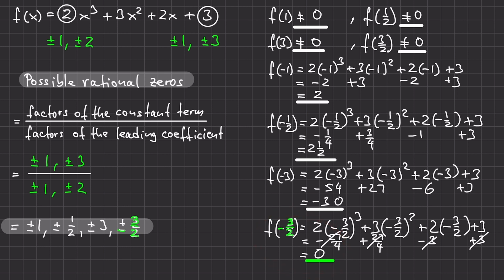Let's do a quick recap. The possible rational zeros are the factors of the constant term divided by the factors of the leading coefficient. Not every number in this list will be a zero of the function, but every rational zero of the polynomial function will appear somewhere in the list. So substitute these possible rational zeros into the function to see if they are actual roots. Very simple.